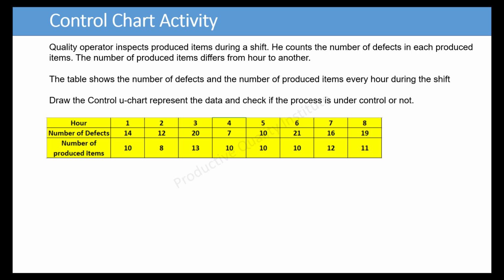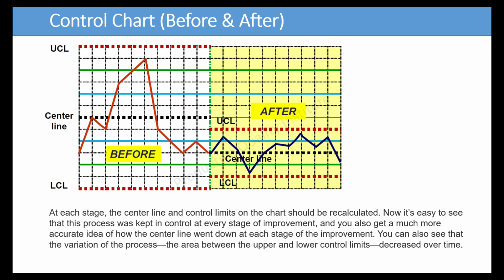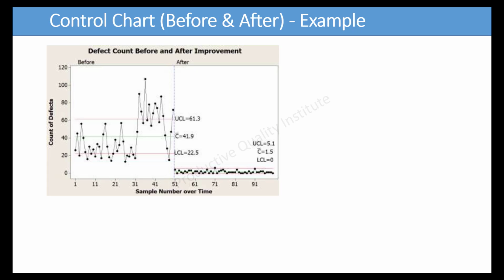At each stage, the center line and control limits on the chart should be recalculated. Now it's easy to see that this process was kept in control at every stage of improvement, and you also get a much more accurate idea of how the center line went down at each stage of the improvement. You can also see that the variation of the process, the area between the upper and lower control limits, decreased over time. This example shows how the improvement in the process will affect the center line and control limits.